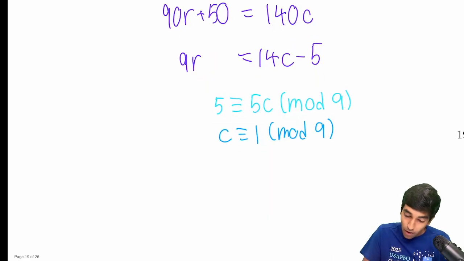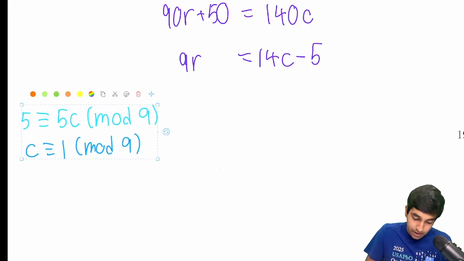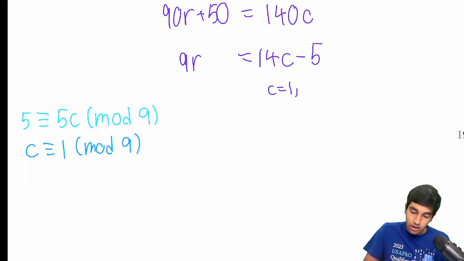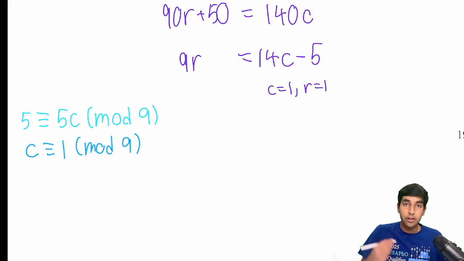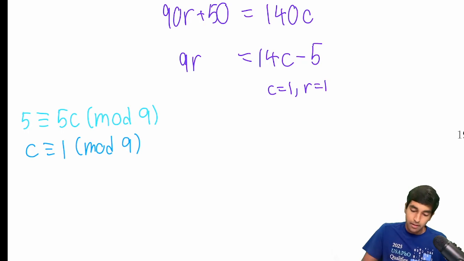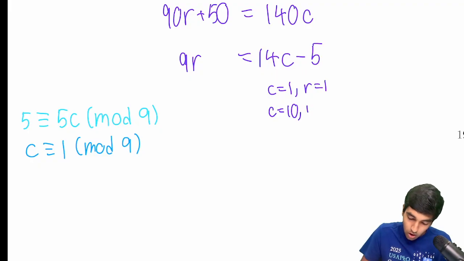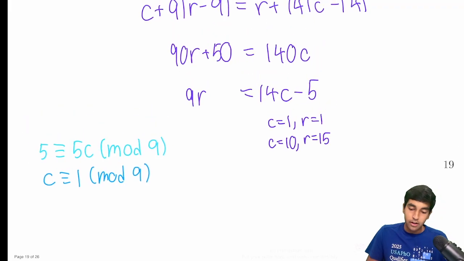Let's see what values of C could actually work here. So we'll move that to the side. We know C has to be 1 mod 9. So let's say C equals 1. Now clearly we get R equals 1, right? 14 minus 5, that's 9. What about C equals, well, the next value is 10, right? We get this quantity is going to be 135. So R is 15. So R is 15 over here.